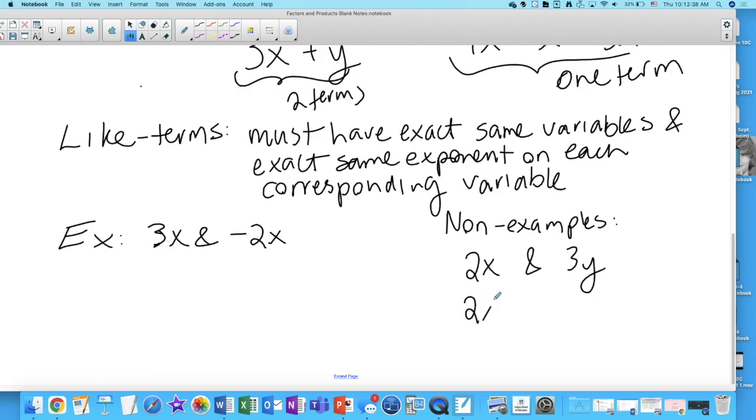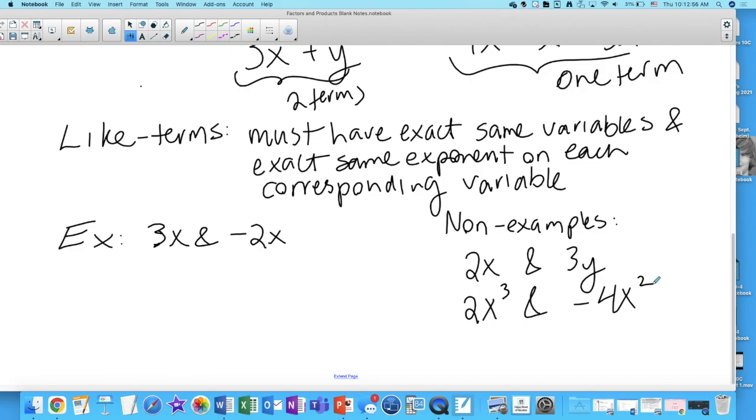Okay, now why is the exponent so important? Because really what you're looking at is the expansion, right? This is x times x times x. This is just x times x. Those are not the same. Okay, what about this?